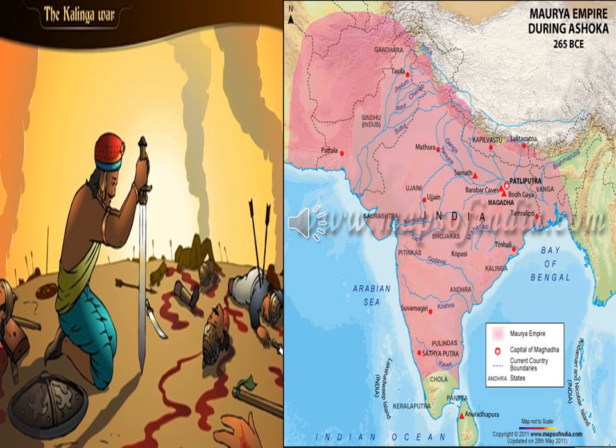Slaughter means killing a large number of people. This war and slaughter affected Ashoka so much that he decided to give up war. The Kalinga war and the slaughter affected the heart of Ashoka.